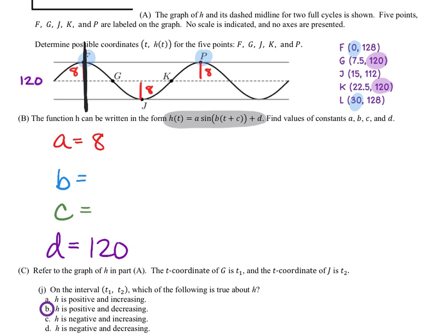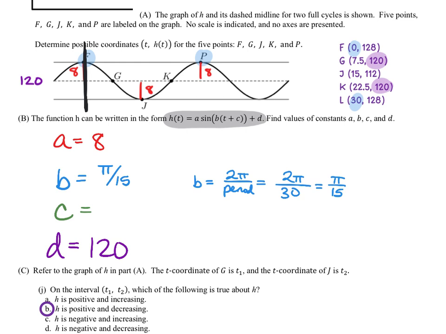B has a formula. To find B, we do 2 pi divided by the period. What was the period of this graph? 30. 2 pi divided by 30 reduces to pi over 15. That's B. And then I need to do my phase shift. We know we have to phase shift because it starts at a maximum, but this is sine.